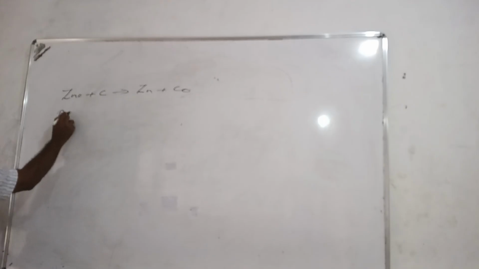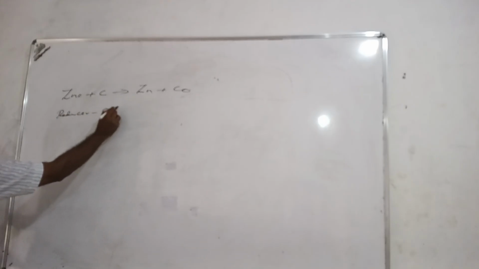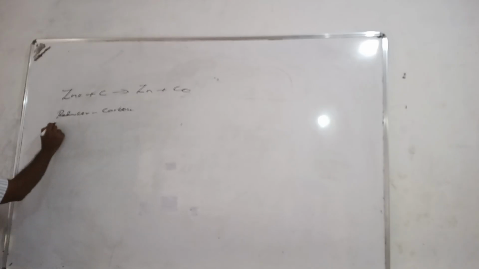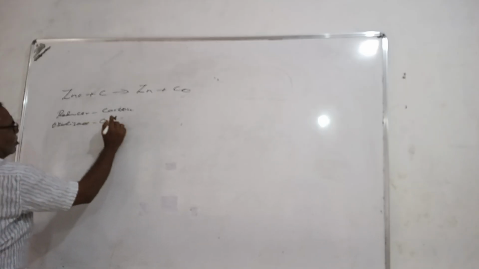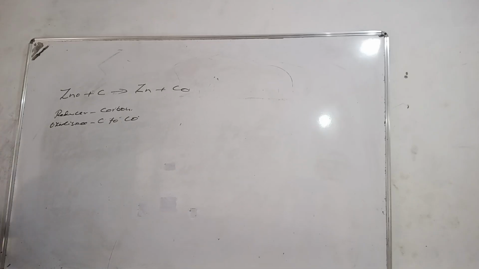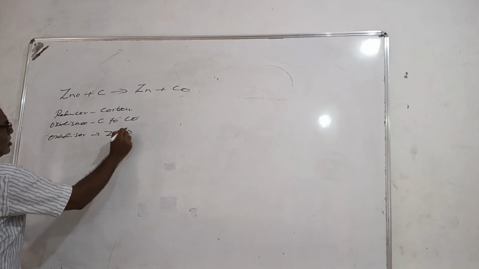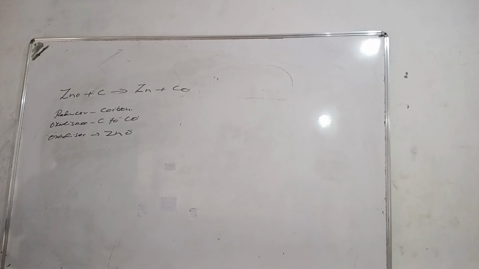The reducer is carbon. Oxidized: carbon only. Carbon to carbon monoxide. Carbon to CO. Carbon received oxygen. So carbon is oxidized. Which one supplied the oxygen? ZnO, the oxidizer. ZnO gave the oxygen to carbon, so the oxidizer is ZnO. ZnO is reduced by carbon, but it is the oxidizer.